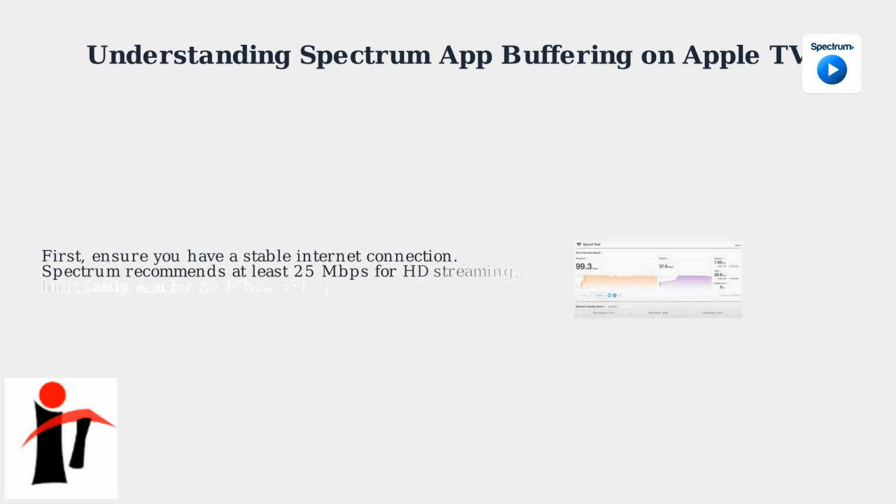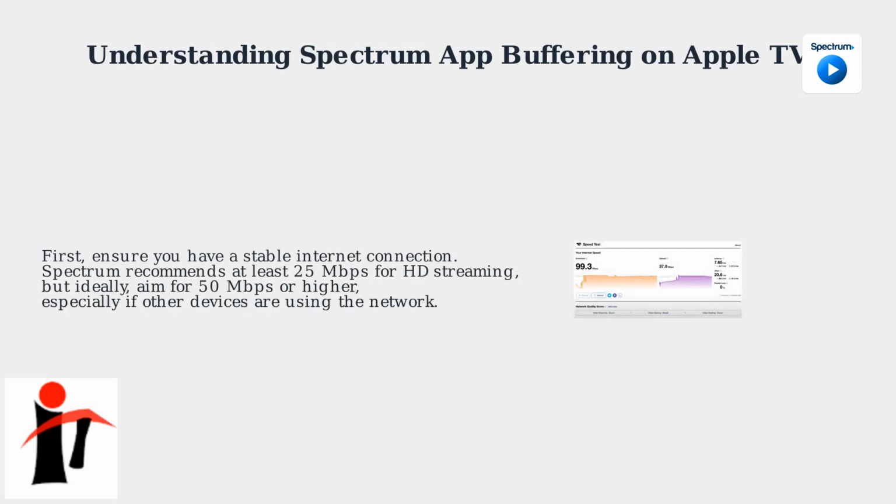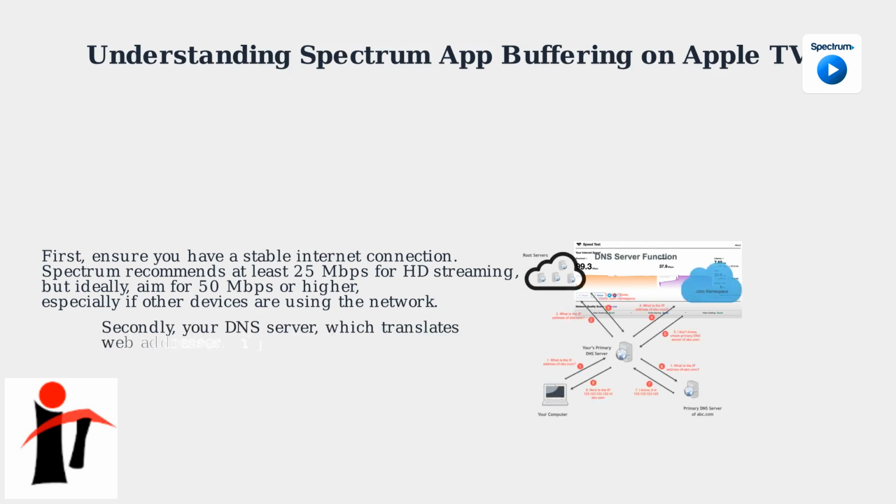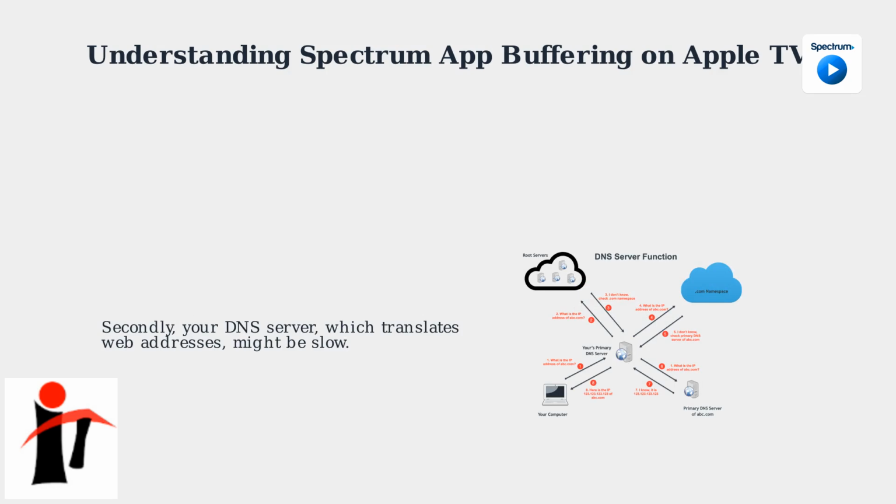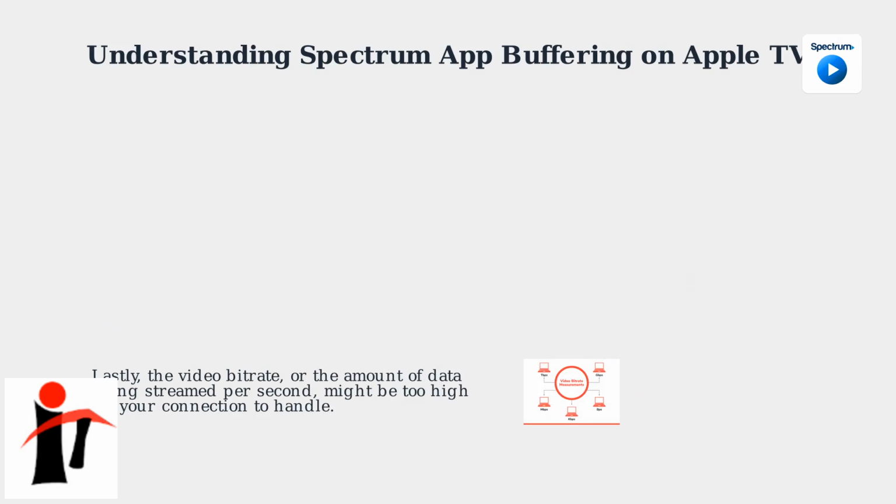First, ensure you have a stable internet connection. Spectrum recommends at least 25 Mbps for HD streaming, but ideally, you should aim for 50 Mbps or higher, especially if other devices are using the network simultaneously. Secondly, your DNS server, which translates web addresses, might be slow. And lastly, the video bitrate, or the amount of data being streamed per second, might be too high for your connection to handle. We'll cover how to address each of these in the next section.